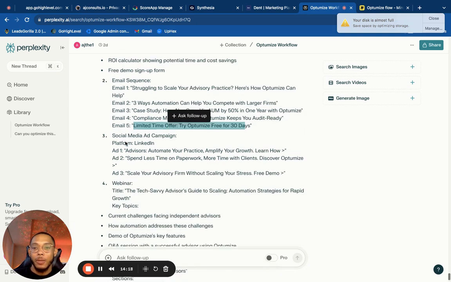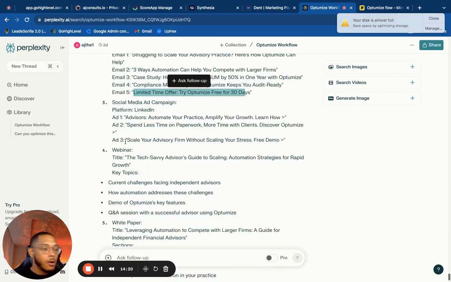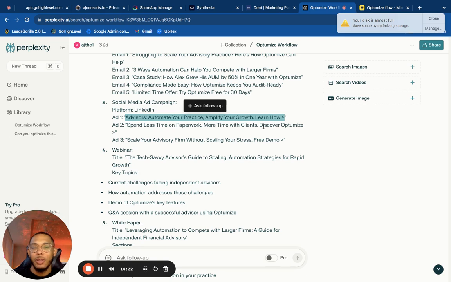So we got a social media campaign. We're going to be using LinkedIn. We have an ad for advisors: automate your practice, amplify your growth, learn how. So I'm going to have to figure out how to create a new LinkedIn. I only have my personal one, and I don't want my personal one mixed with the business one, so I have to double check into that. And that's why I said this video is going to be shorter, because there are things I have to check in on the back end. But actually, now that I think about it, I'll do that research live so we can go through this together.